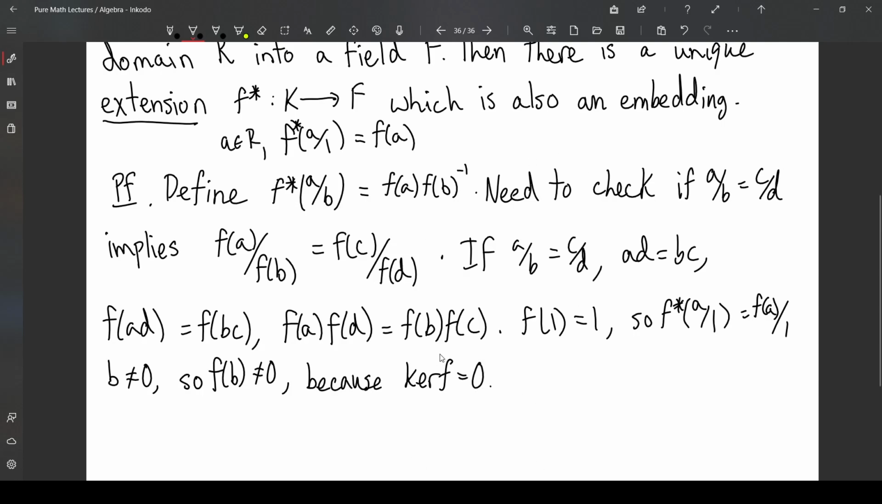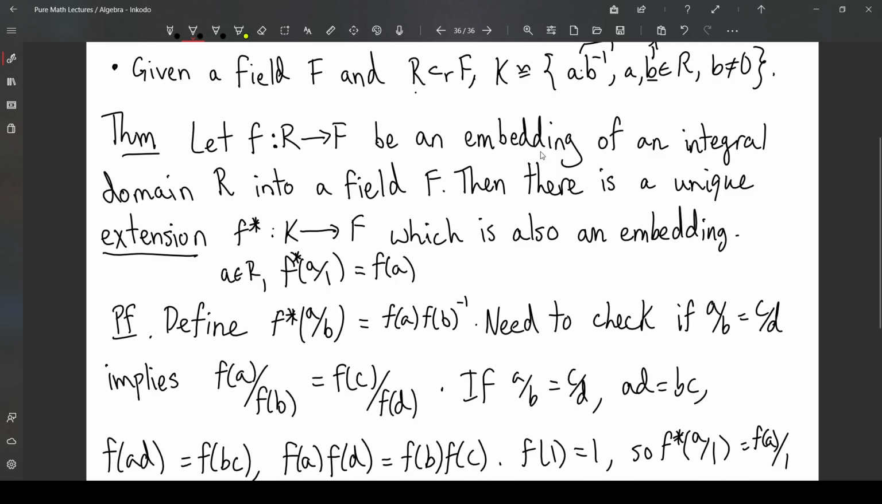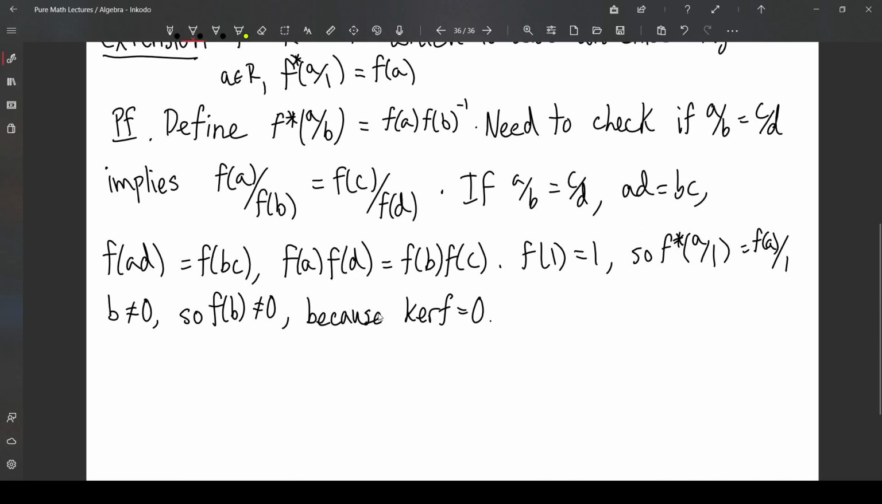Why is the kernel 0? Because we're assuming f is an embedding, which means the kernel is 0. It's injective. So that if I plug in a non-zero element, I have to get a non-zero output. Therefore, f of B inverse makes sense, and so this is how I should have defined it.